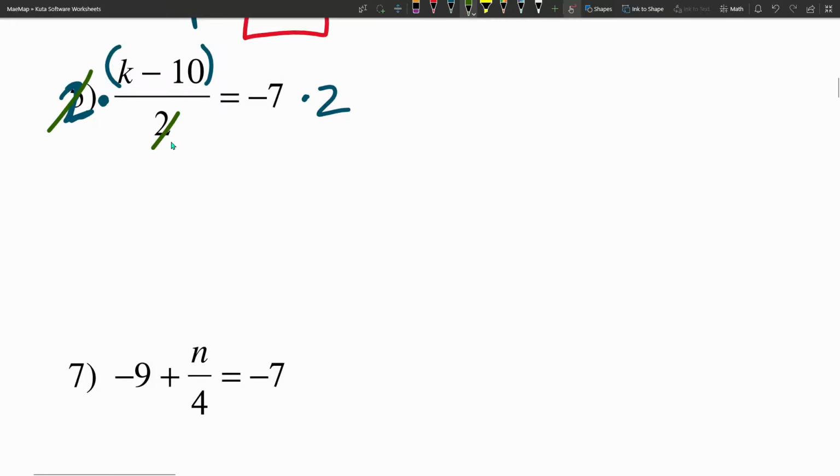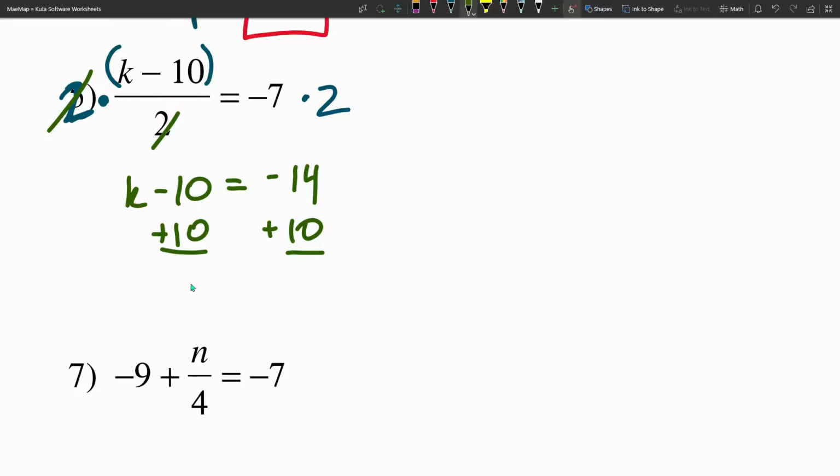2 divided by 2 is 1. So we have k minus 10 on my left-hand side, that was what's in the numerator, equals -7 times 2, which is a -14. Now, one more step. We're going to add 10 to both sides of our equation.